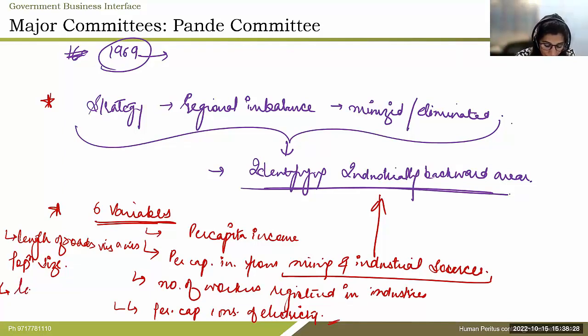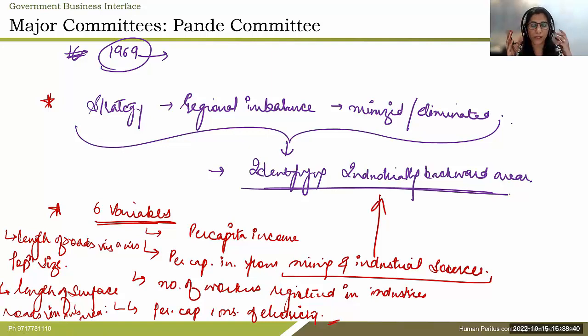Next, what is the length of surface roads in relation to, or vis-a-vis, area? What is the total area of this particular city or state? And what is the length of surface roads there? So these 6 criteria were set up by the committee as 6 variables to decide upon the backwardness of an area.